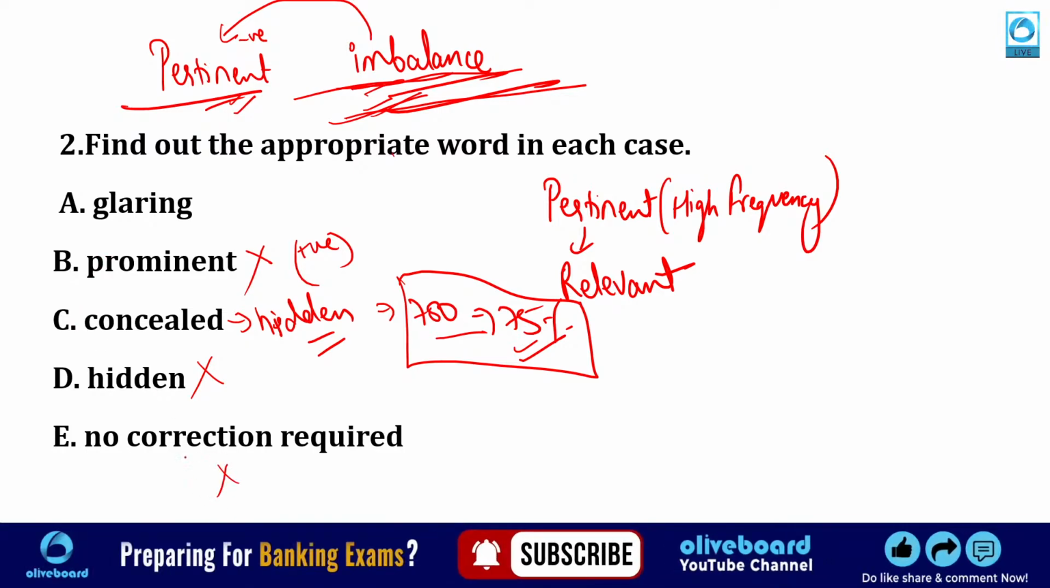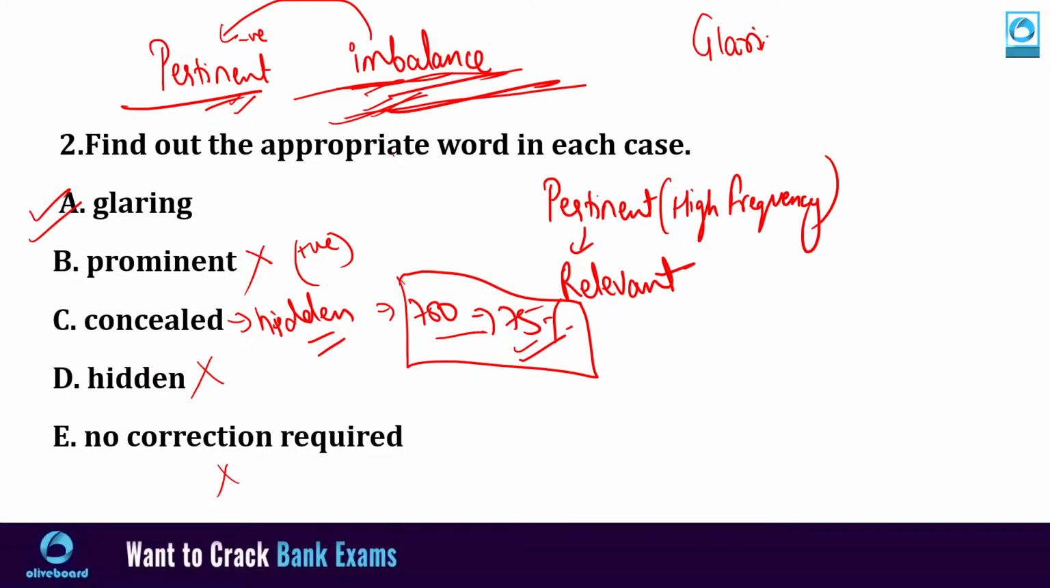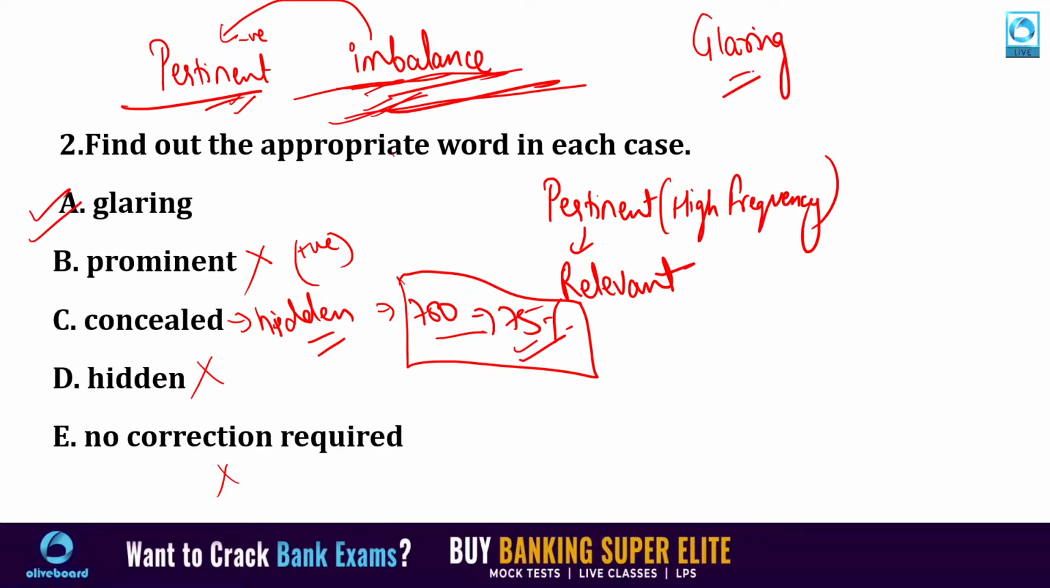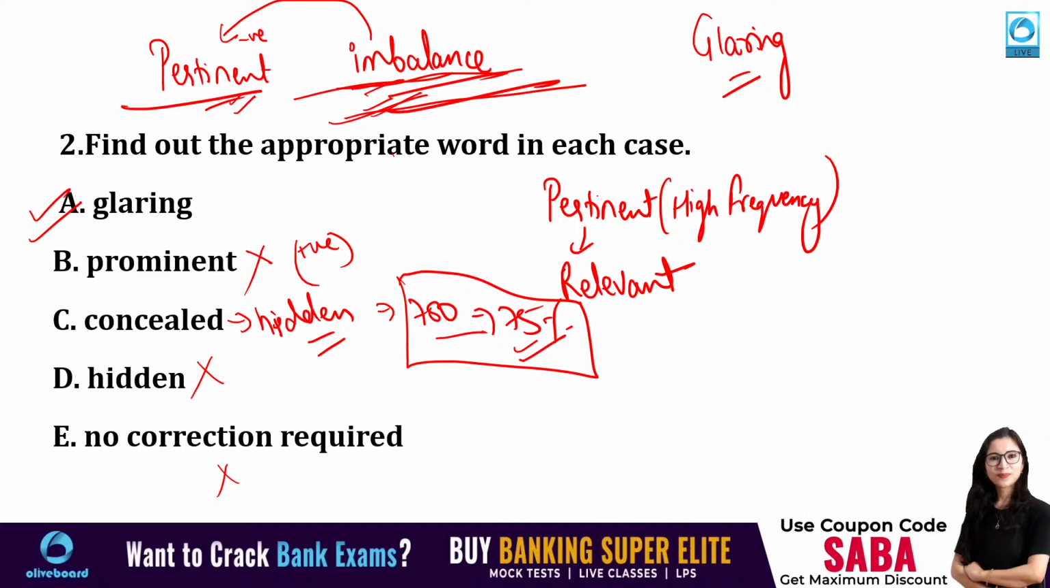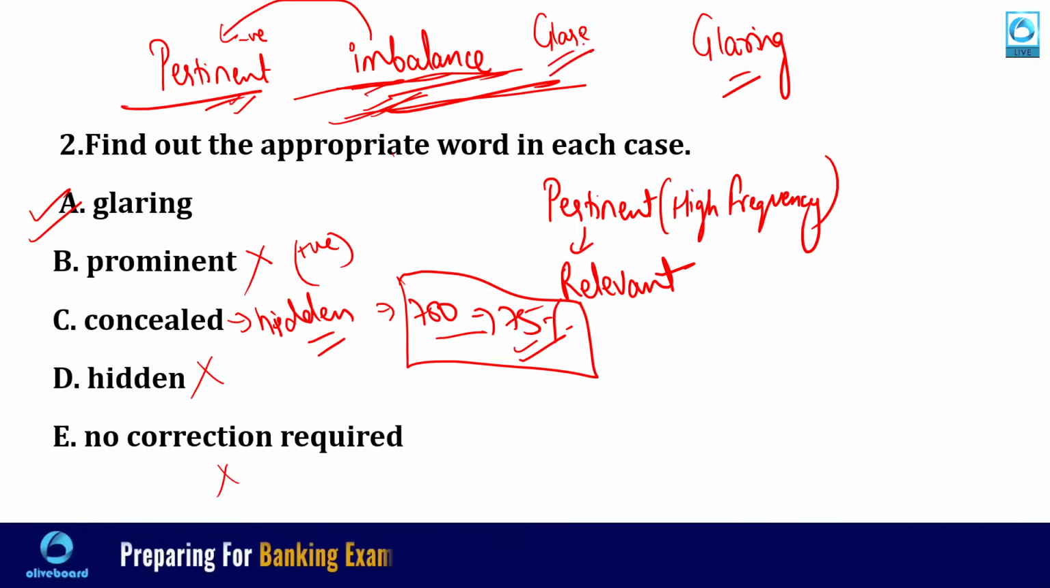When all options are incorrect, the correct answer is glaring. Glaring means, you know, what is the meaning of the word glaring? Have you heard the meaning of glare? Glare has many meanings and is used in many contexts.